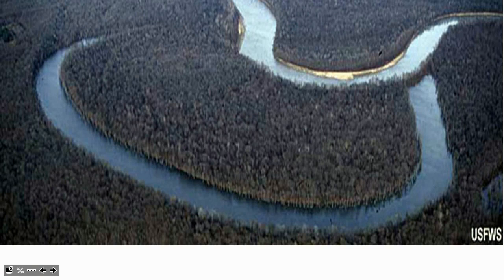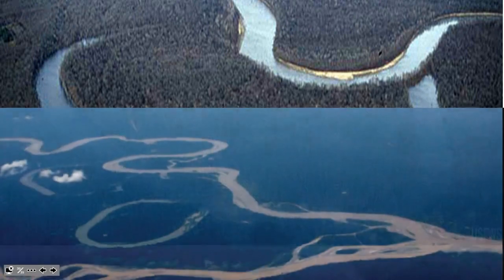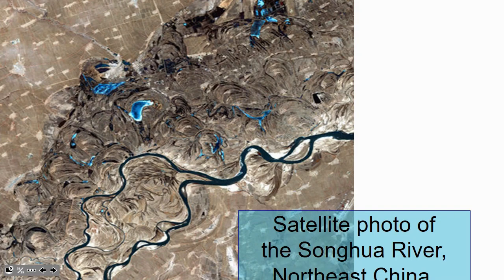So here's an example of an oxbow lake. This water used to be part of the river. The river then cut through a different way and then left this water alone to become a lake. You can see in your notes on page 45 how these oxbow lakes form.